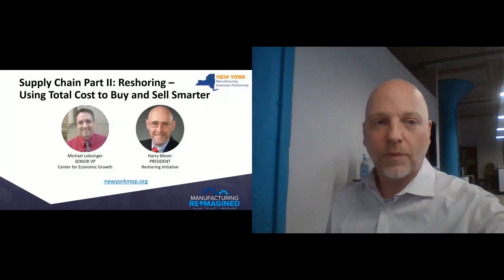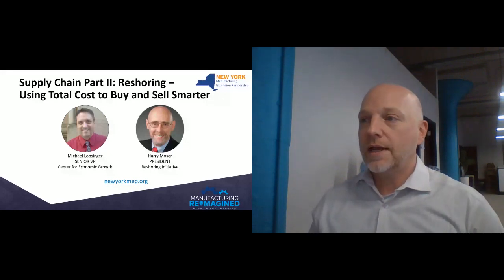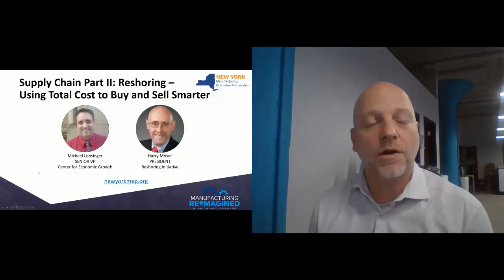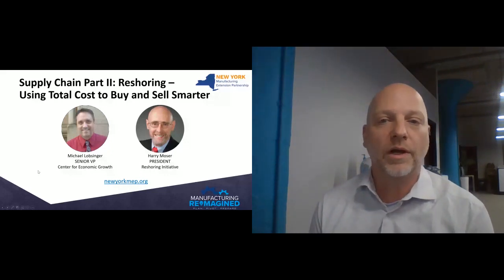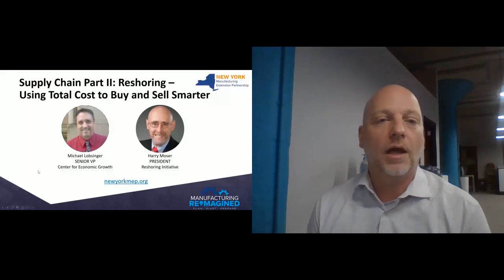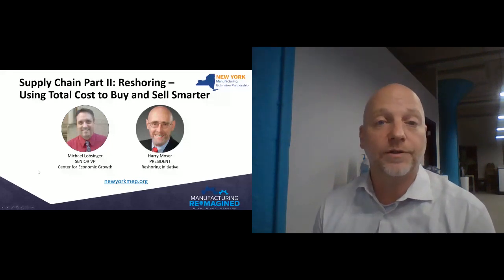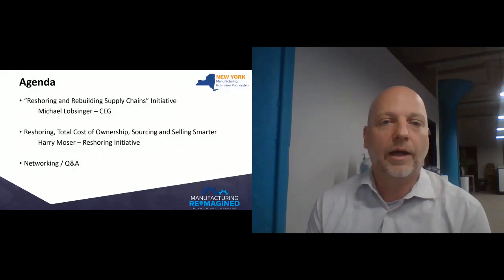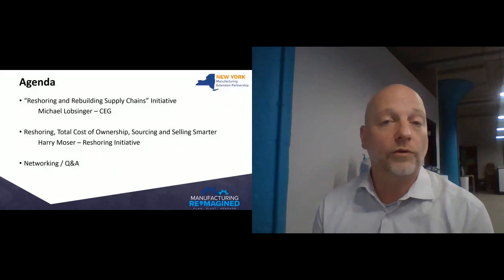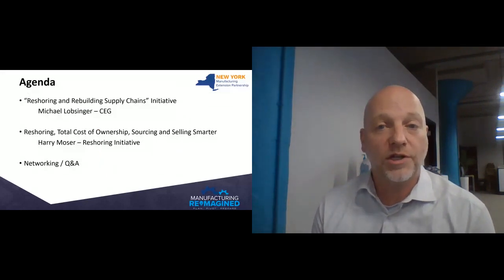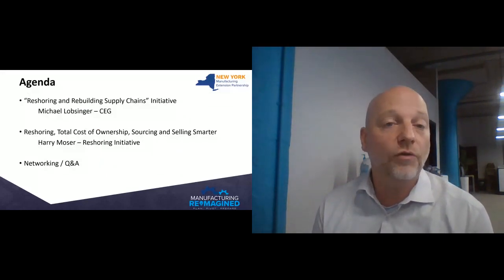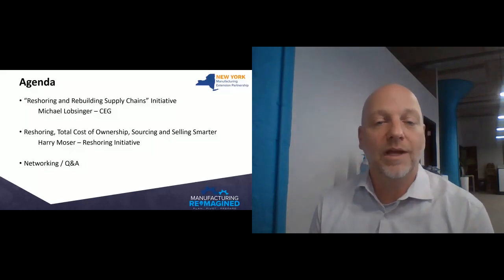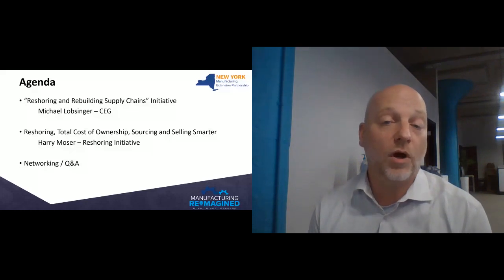So for today's agenda, Michael's going to start us off by explaining what the Reshoring and Supply Chain Initiative is and what assistance they can provide to manufacturers. Then Harry's going to talk about the shifting environment with regard to reshoring and how manufacturers can use a tool called total cost of ownership to justify reshoring and purchasing decisions, and also how it helps manufacturers make reshoring a viable solution to others.